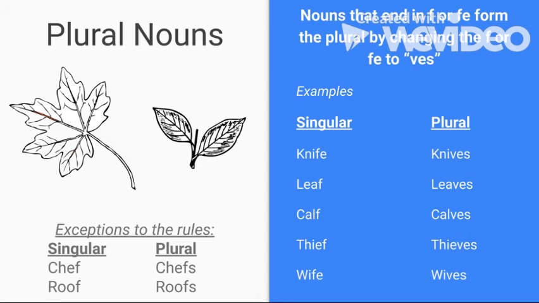There are always some exceptions to the rules. For example, the singular version of the noun would be chef, while the plural is also chefs. The singular version of the noun roof turns into a plural of roofs.